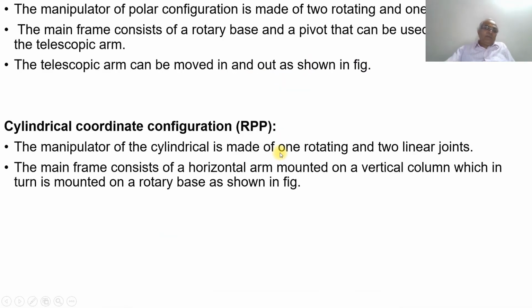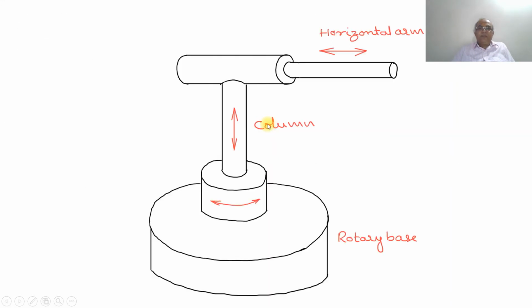Then the second one is the cylindrical coordinate configuration, RPP. The figure is similar to this, wherein we have a rotary base about which it rotates, and then this column can be raised or lowered. So this becomes the prismatic movement. This slides up and down, and this is the horizontal arm which moves in and out, as shown in the figure.